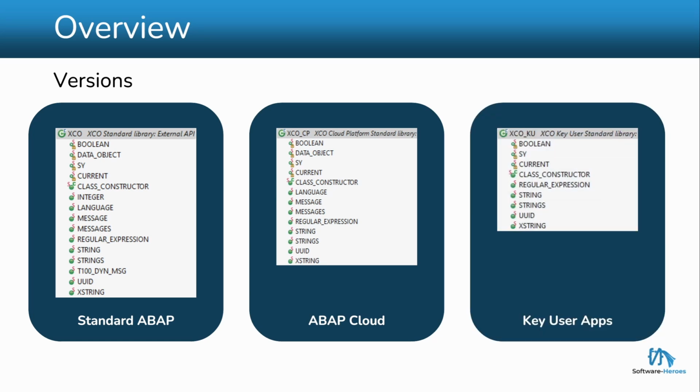The third version is for key user apps, or KU for short. As you can see, additional attributes and methods are missing here. The key user classes are therefore primarily released for key user extensibility and cannot be used in ABAP Cloud. Classes beginning with XCO are therefore important in all 3 cases.